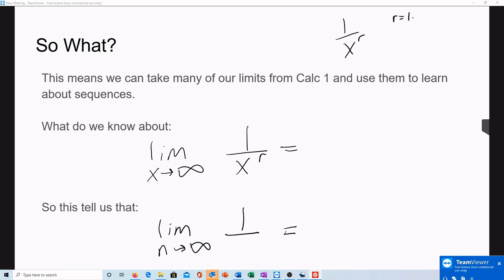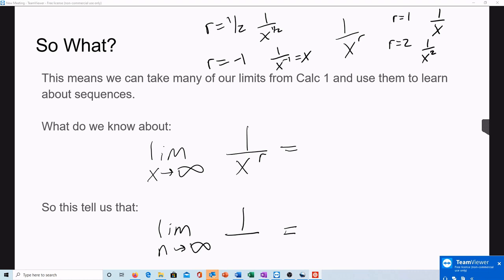If r is 1, then this is 1 over x. I know about that function. If r is 2, well, I know about 1 over x squared. That's not too bad. I can deal with that. I know about r equals 1/2. This is 1 over x to the 1/2. I know about that function. What about -1? When r is -1, this is 1 over x to the -1, which is x. So, okay, I know about that function too. All right.